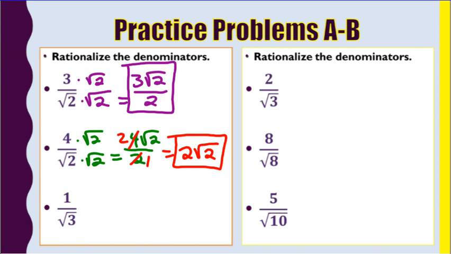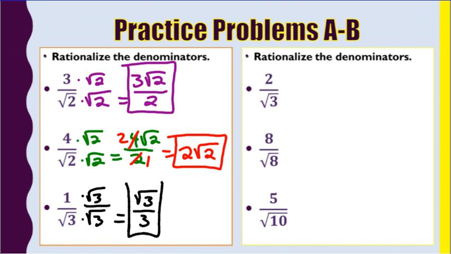Next one, multiply by the square root of 3. Square root of 3 times square root of 3 is 3. Multiply in the numerator by the square root of 3, and you get the square root of 3 over 3, and that would be our answer.